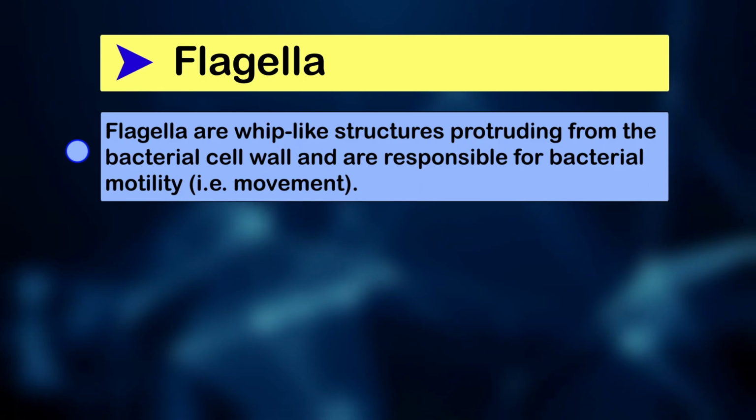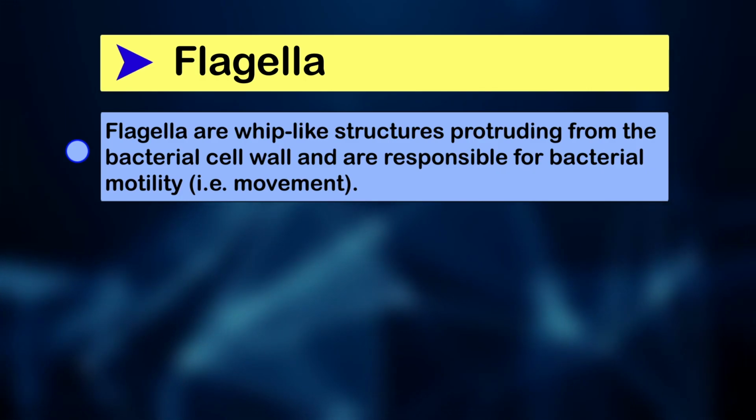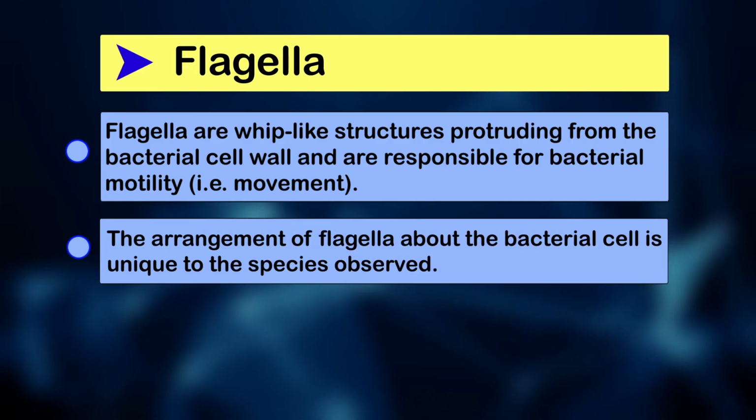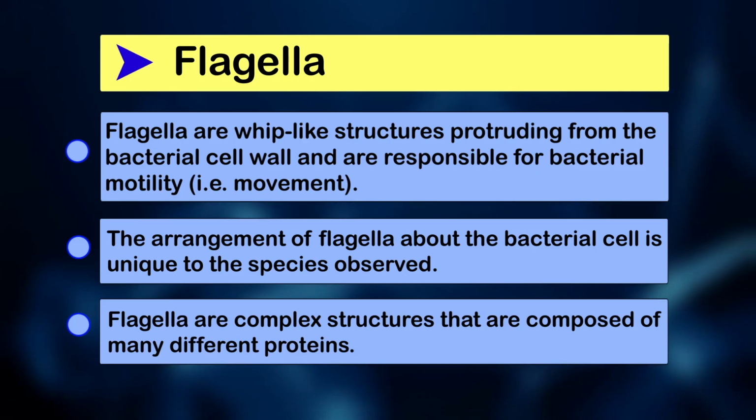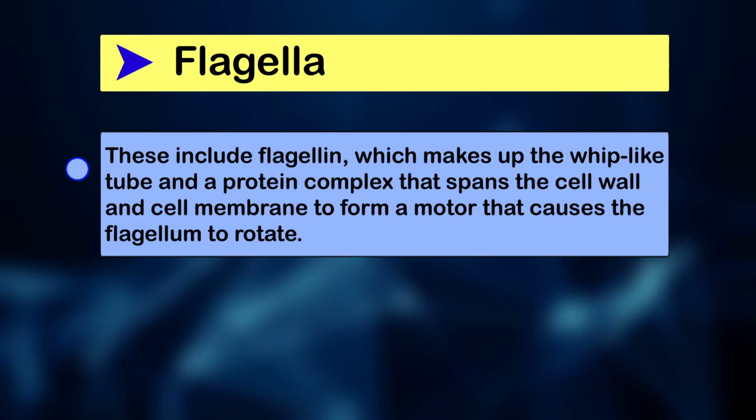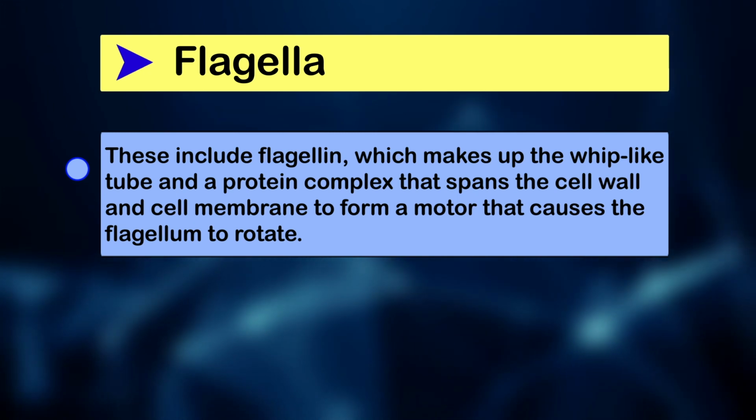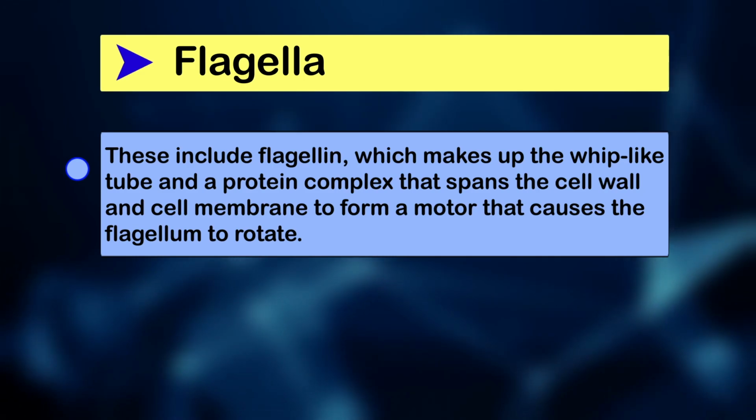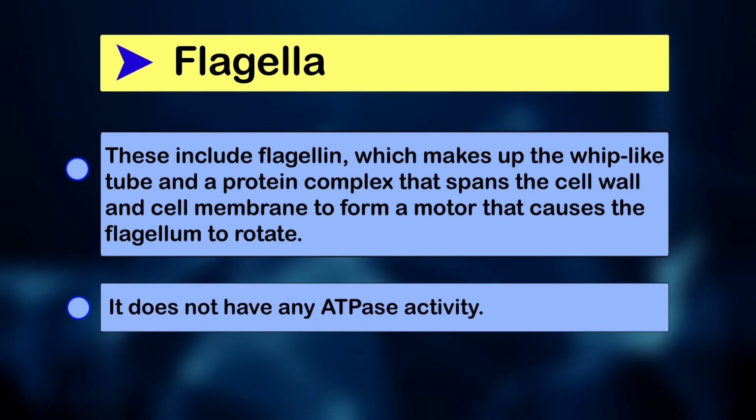Flagella. Flagella are whip-like structures protruding from the bacterial cell wall and are responsible for bacterial motility. The arrangement of flagella about the bacterial cell is unique to the species observed. The flagella are complex structures composed of many different proteins. The flagellum contains a protein called flagellin, which makes up the whip-like tube, and a protein complex that spans the cell wall and the cell membrane to form a motor that causes the flagellum to rotate. It does not have any ATPase activity.